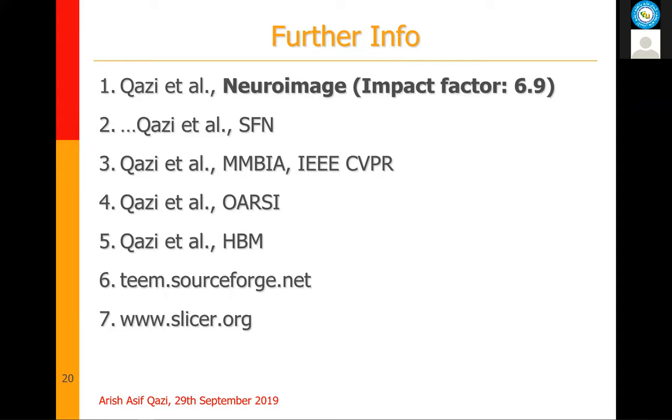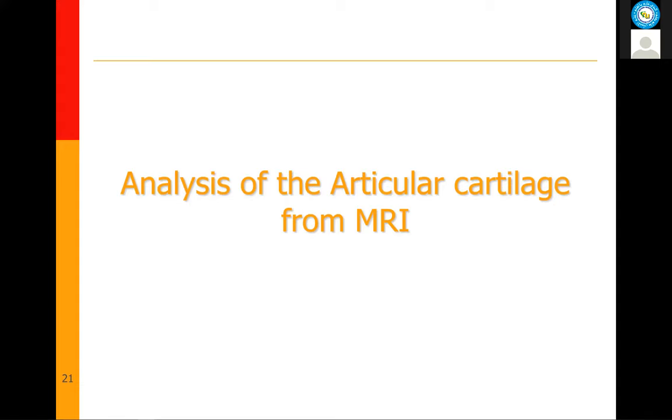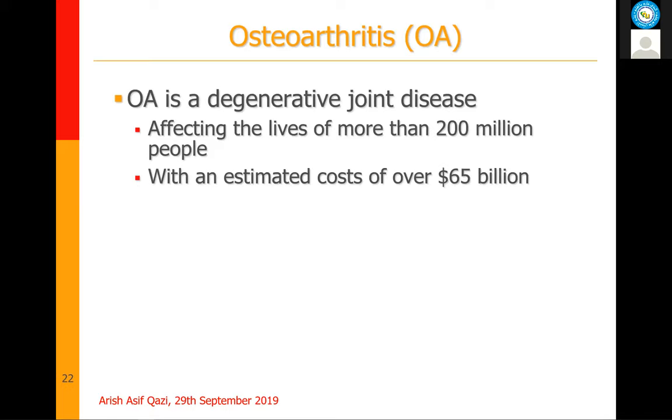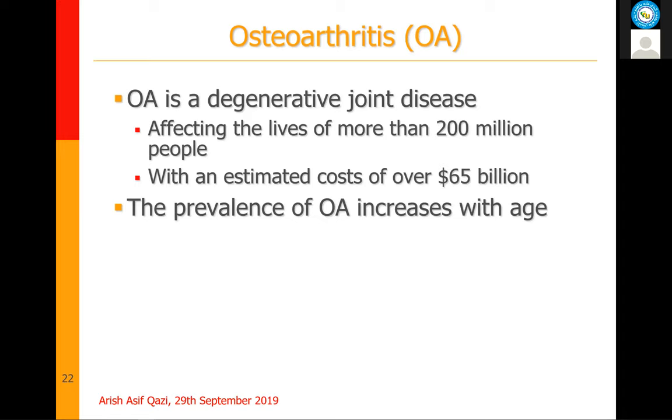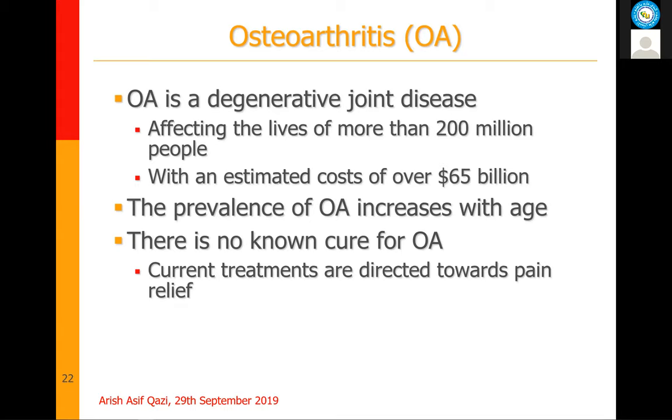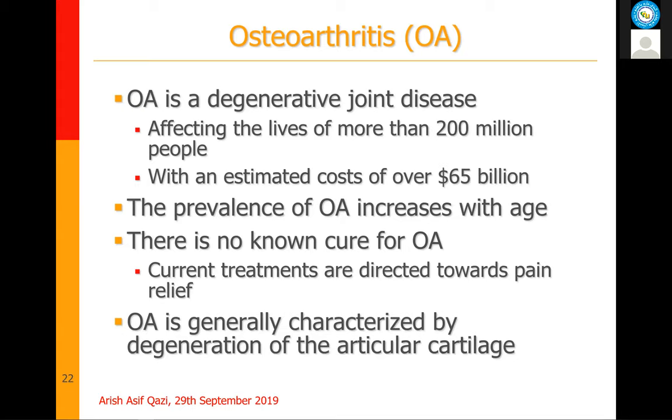So now let's look at some methods for how MRI is useful for analysis of the articular cartilage. Osteoarthritis is a very common joint disease. It's degenerative in nature. It affects the lives of more than 200 million people with an estimated burden of about $65 billion. The prevalence of OA increases with age, and currently there is no known cure for OA. The current treatments are directed more towards pain relief, and OA is generally characterized by degeneration of the cartilage.